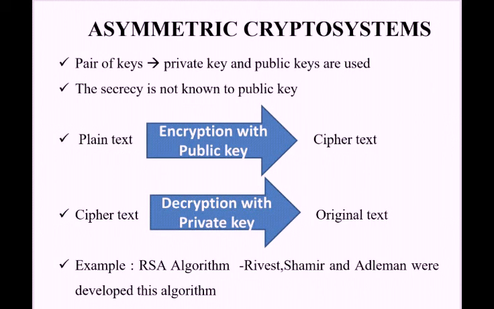The encryption and decryption are performed using a pair of keys such that knowledge of one key does not provide the knowledge of the other key in the pair. So one is public and another one is private. We usually use the public key in encryption and the private key in decryption.